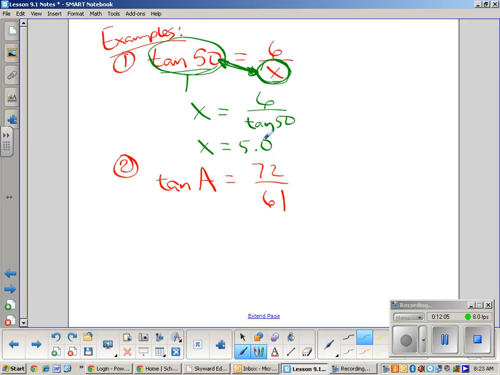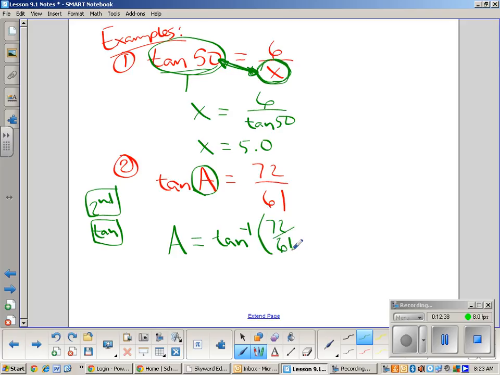Okay? What's missing in number 2 here? The angle, right? Let's call it what it is. It represents an angle. So the angle is missing. And so how do I solve for the angle? Well, we have a feature on our calculator that's usually the second tan. And it says A then would equal the inverse tan of 72 divided by 61. Now it's important that I put this in parentheses unless my calculator automatically does it for me.